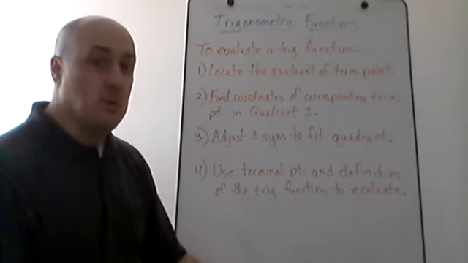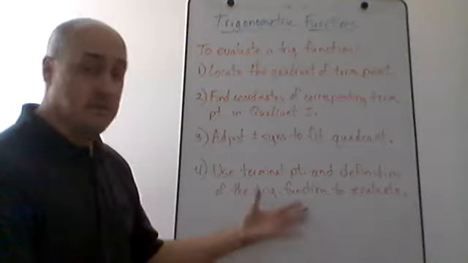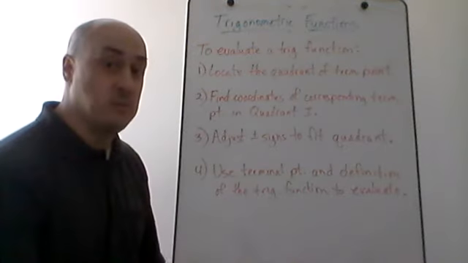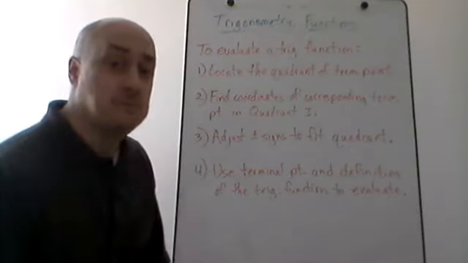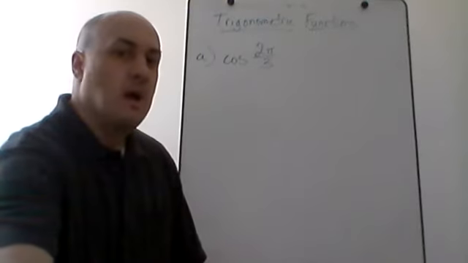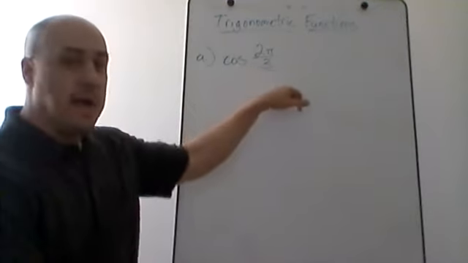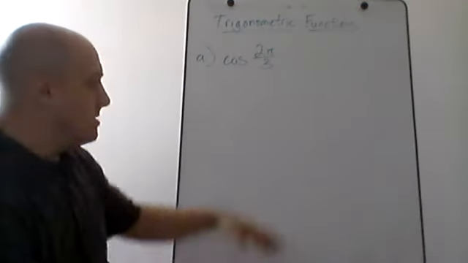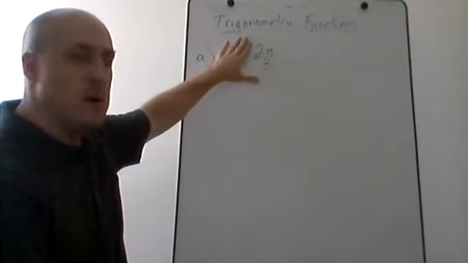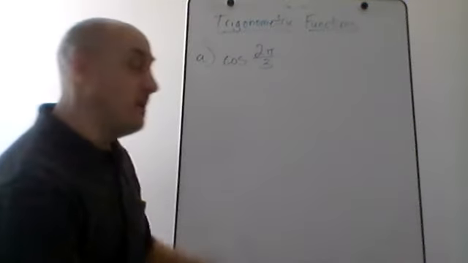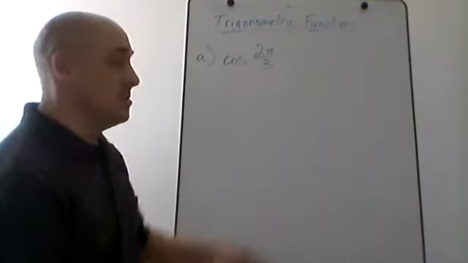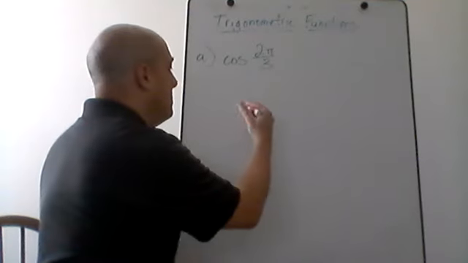I'm going to pause the recording here and erase these steps, and then for the rest of this video, I'm just going to do as many examples as we have time for of evaluating trig functions following all these steps. First example, we're going to look at cosine of 2 pi over 3. For now, forget about the cosine, forget about what trig function this is. That's the last step. We need to concentrate on this 2 pi over 3 and figure out what the terminal point is.